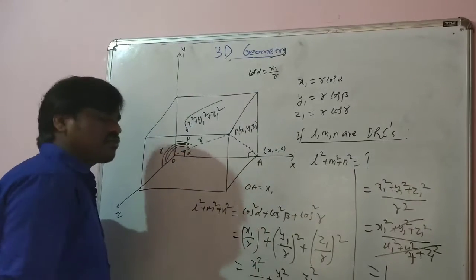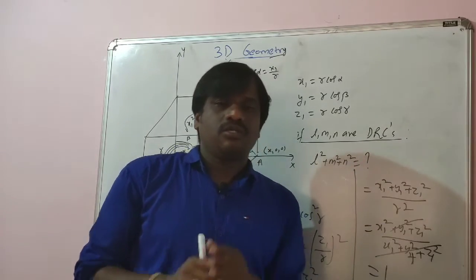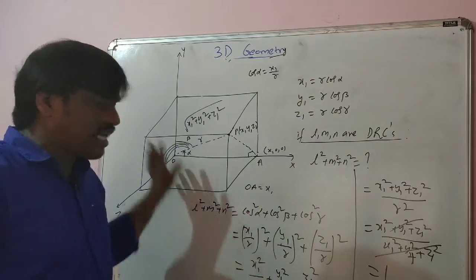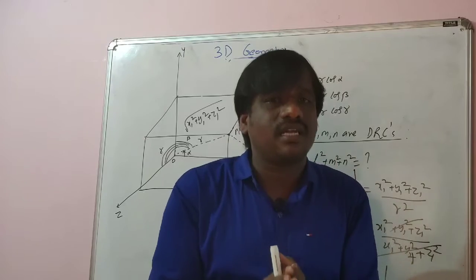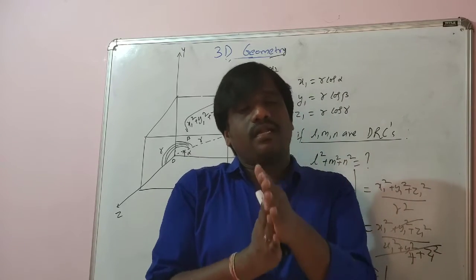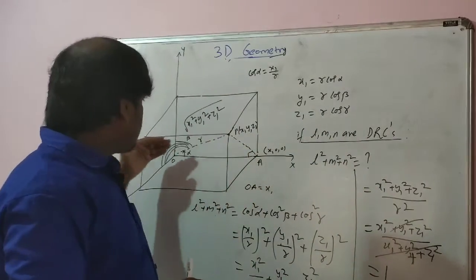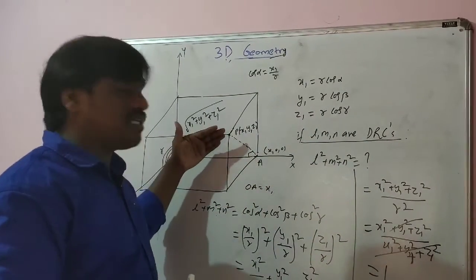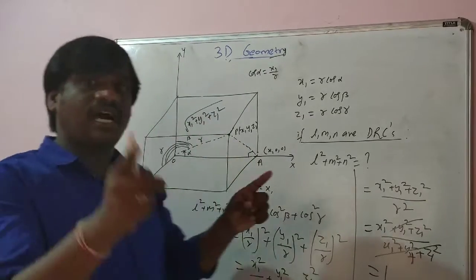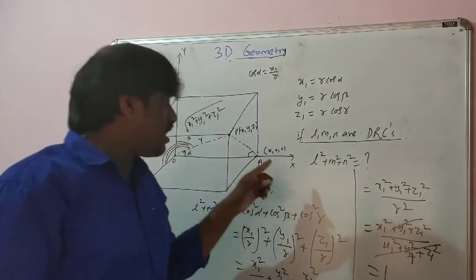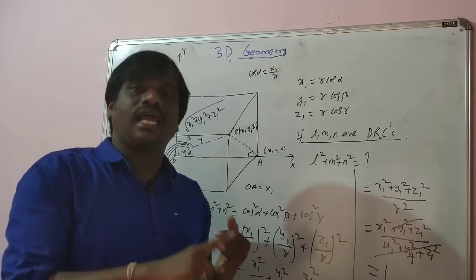So L square plus m square plus n square is equal to 1. That is what I used for direction ratios. One thing you have to remember in this entire concept: direction cosines are the angles which a line passing through the origin makes with the x-axis, y-axis, z-axis. They are called cos alpha, cos beta, cos gamma, and these are denoted by L, M, N.